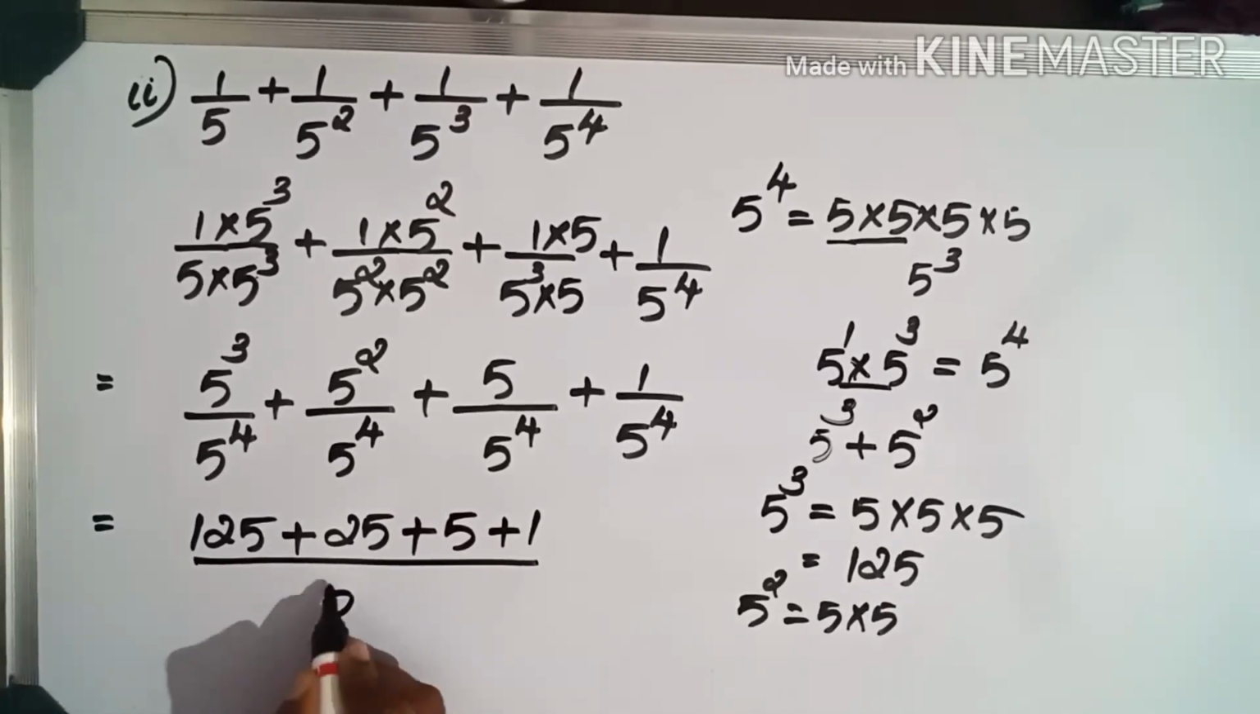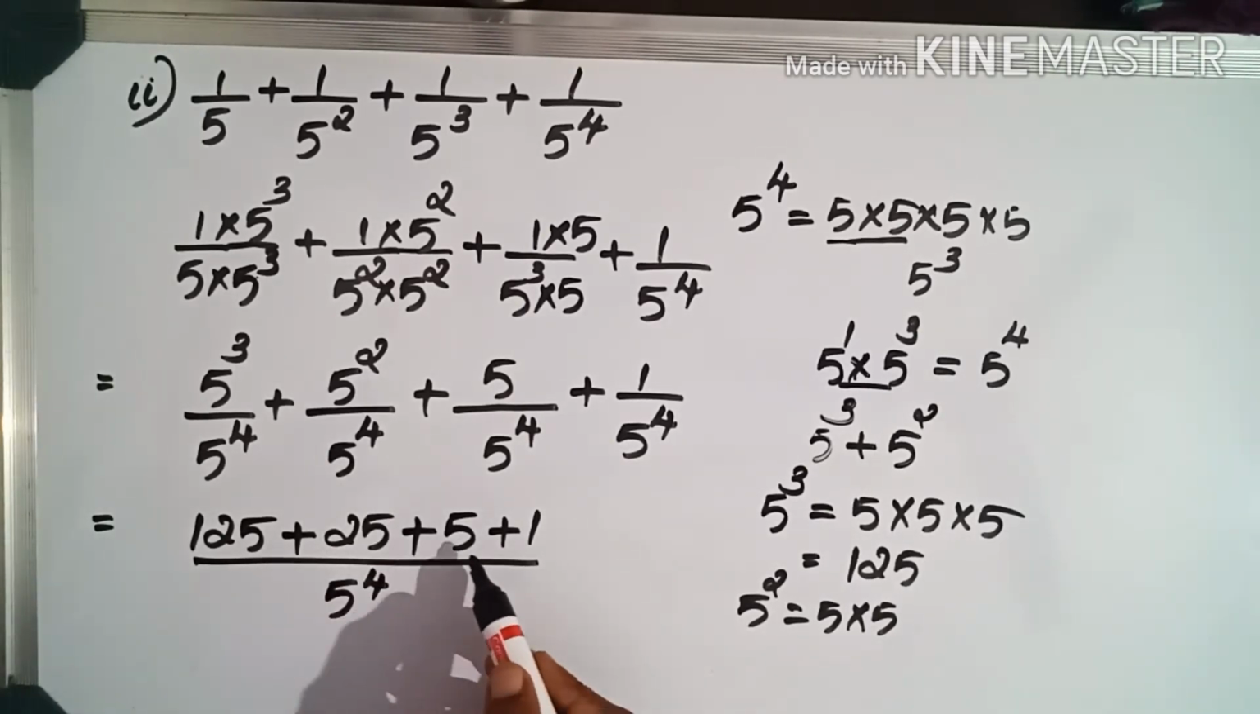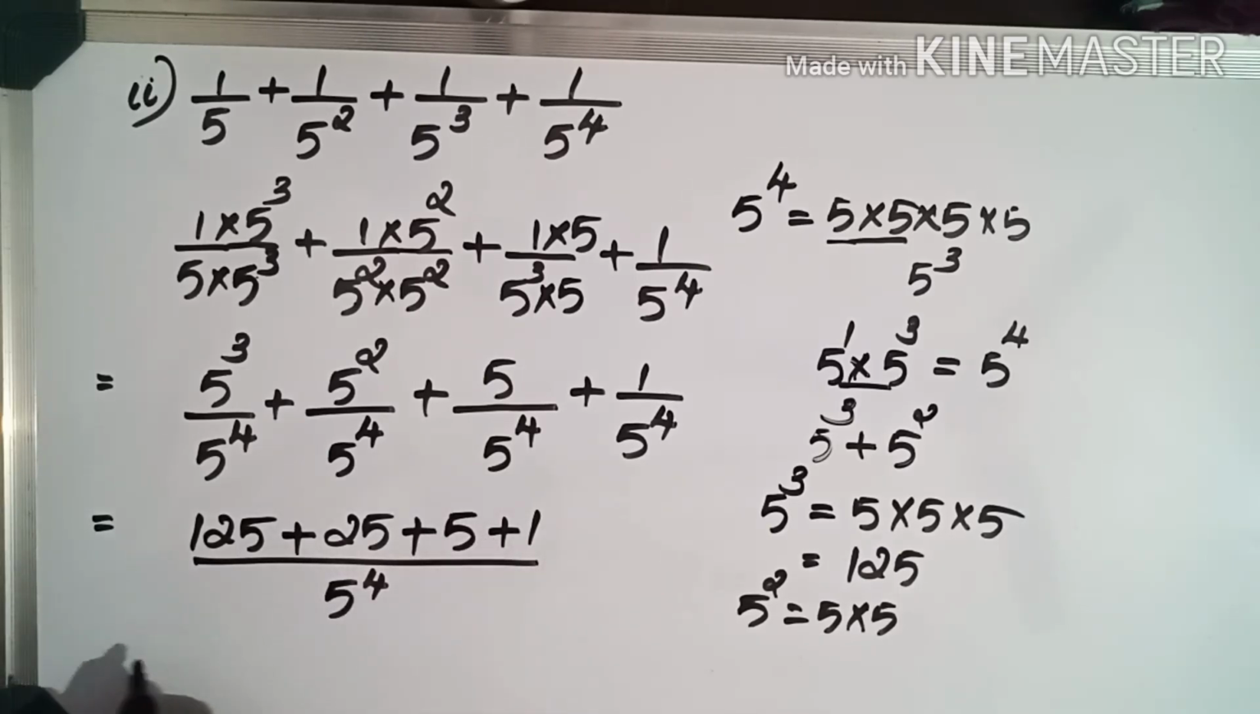Denominator is 5 raised to 4, the common denominator. Next is adding. That is 125 plus 25, that is 150. 150 plus 5, 155. 155 plus 1. Answer is what?